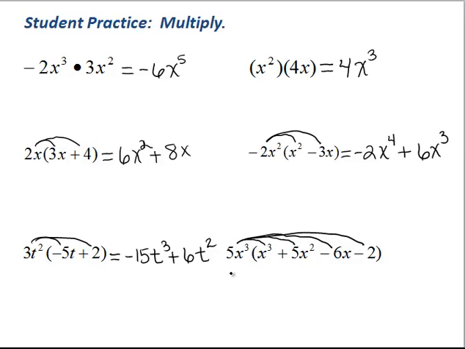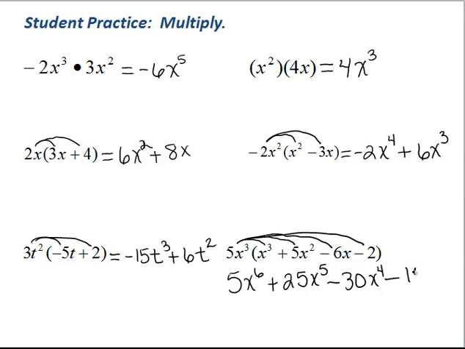Well, 5 times 1 is 5. So we have 5x to the 6th, since 3 plus 3 is 6, plus 5 times 5 is 25, x to the 5th, since 3 plus 2 is 5. Minus 30, since 5 times a negative 6 is a negative 30, x to the 4th, since 3 plus 1 is 4.